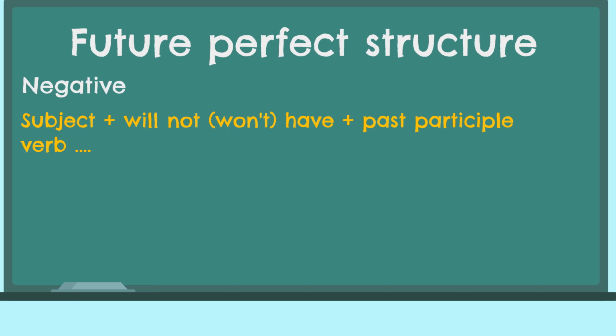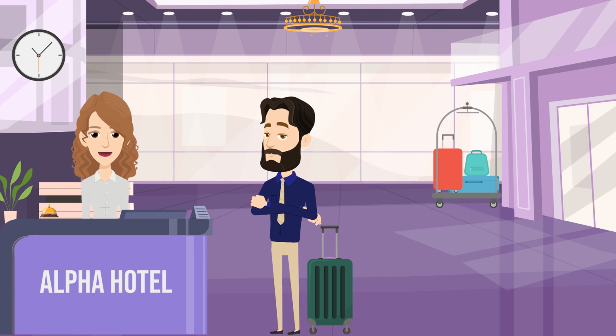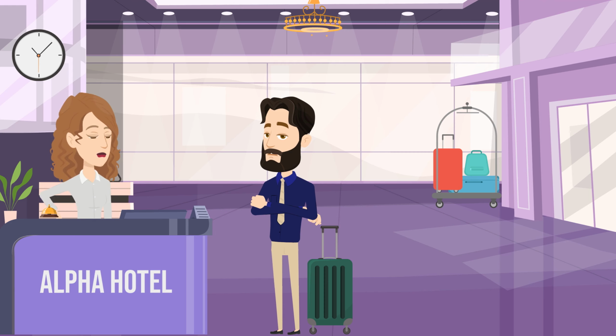Now, let's look at the structure of a negative sentence in the future perfect tense. Subject plus will not or won't, have plus the past participle verb plus the rest of the sentence. Let's see some examples.